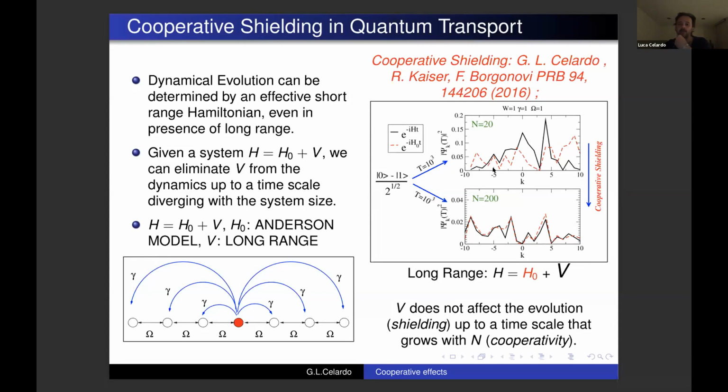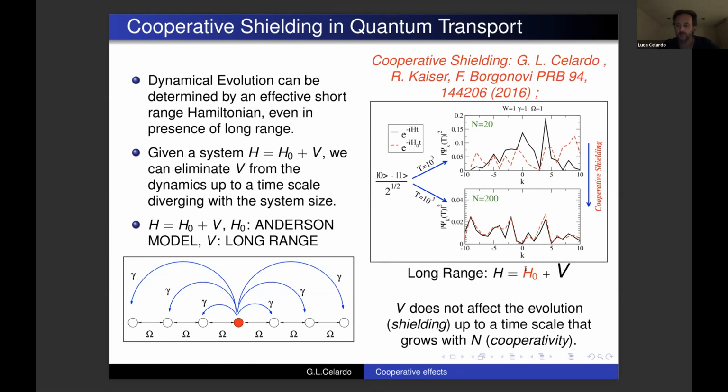And this is the probability distribution on the chain for 20 sites and for 200 sites. As you see, as I increase the number of sites, because this is a cooperative effect, remember, as you increase n these shielding effects become stronger, the two evolutions become very close to one another. And these are very, very different Hamiltonians. One has long range, one doesn't have long range. So we completely eliminated long range. And this shows what cooperative shielding means.